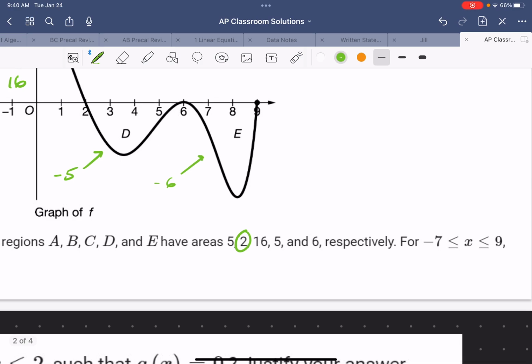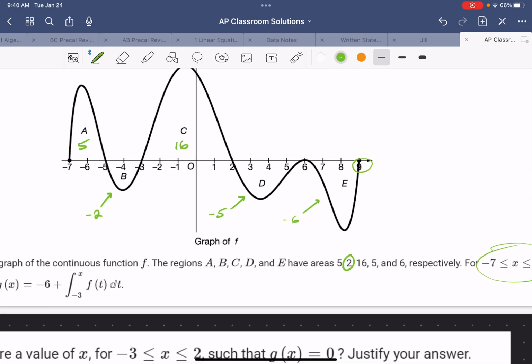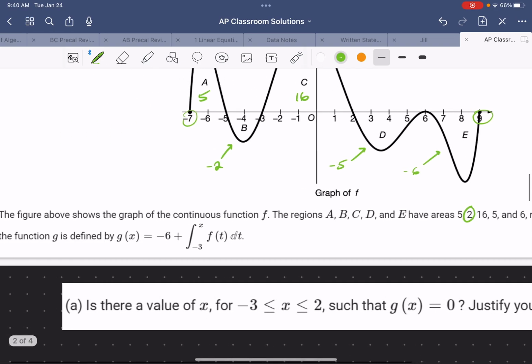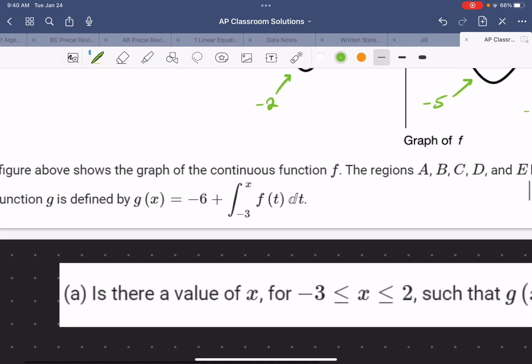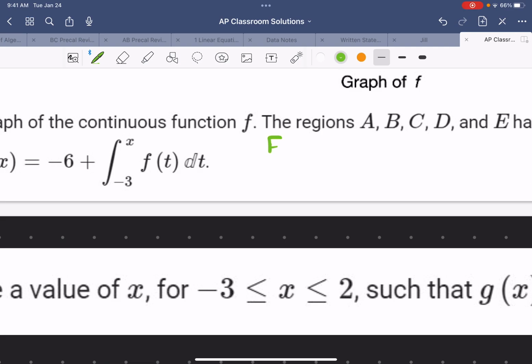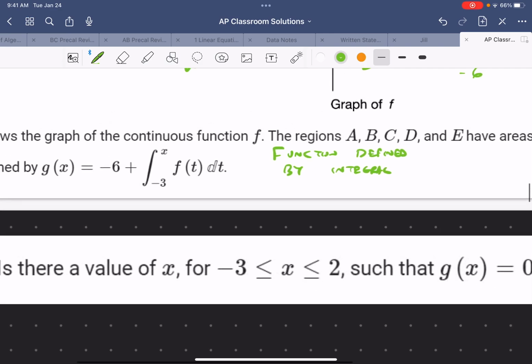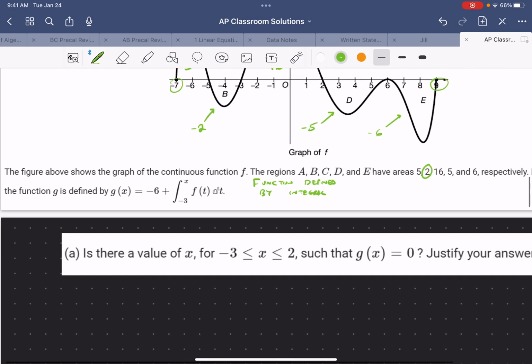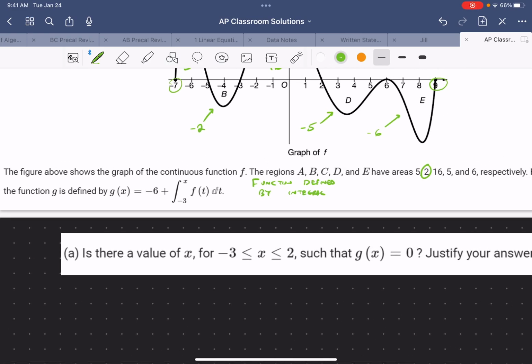And then it says for this interval, negative 7 to 9, which is the same as the graph, the function g is defined by g of x equals negative 6 plus the integral from negative 3 to x of f of t dt. So g is defined by an integral. By the way, this is actually called a function defined by an integral. And I've mentioned before, we're going to get into these more and more, but these are very common AP exam questions. Your performance final for this class is going to be over a question kind of similar to this. But by the time we get there, you're going to have so much practice over these, you're going to be a pro.